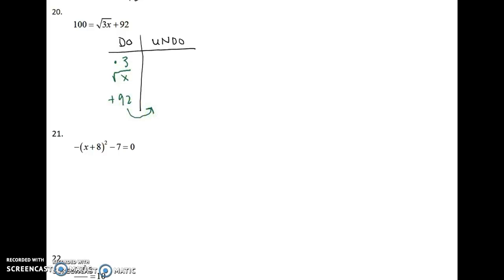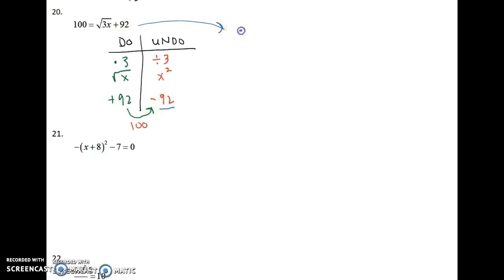Now when I go into the undo side, I think of those in the reverse order. So to solve this, I'm going to have to subtract 92 first. Then I have to undo the square root, so I'd square it. And lastly, I would divide by 3. And all of that would start by doing it to the number 100, because the variable was on the other side of the equation, on the opposite side of x. So let's do all of those things to that equation to isolate the variable.